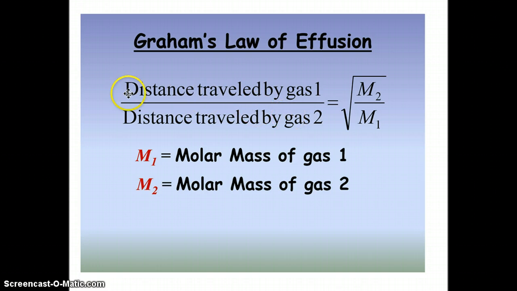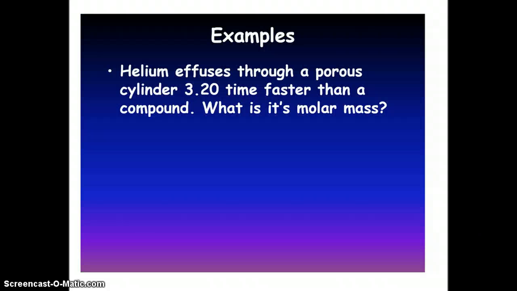We have an equation that describes this relationship. It's called Graham's law of effusion. The distance traveled by the first gas over the distance traveled by the second gas is equal to the square root of the molar mass of the second gas over the molar mass of the first gas. That sounds really fun, right? So these problems can be a little bit confusing, so you have to definitely pay attention to details when you're working these. All right, so let's look at an example problem.